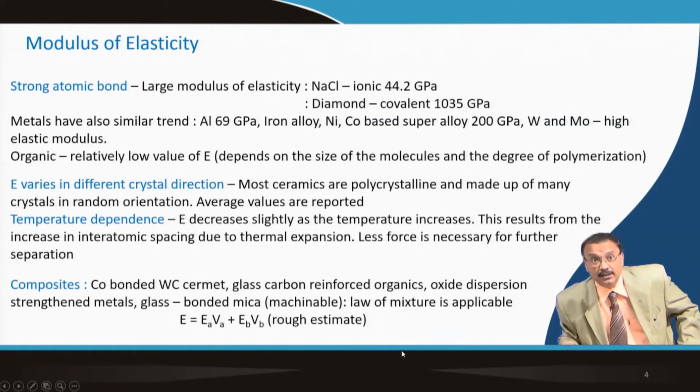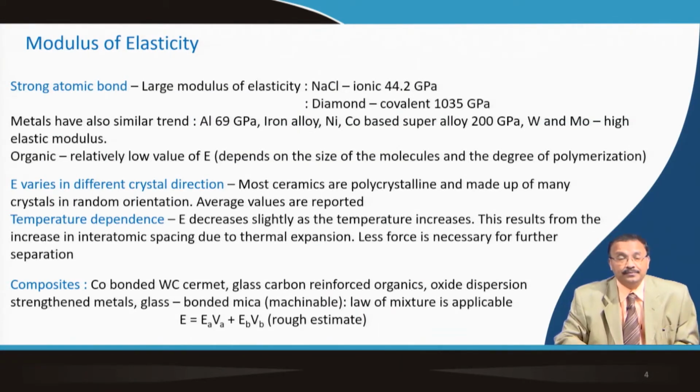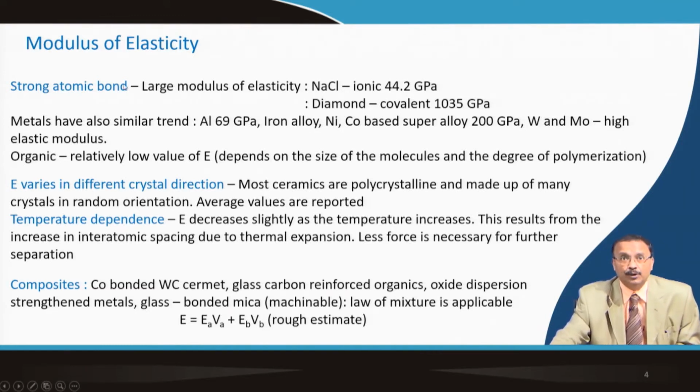So, if you consider the modulus of elasticity, usually if a material has a strong atomic bond, then the modulus of elasticity is large. Sodium chloride has an ionic bond, so it has an elastic modulus of about 44.2 gigapascal. Diamond is covalent and has an exorbitant elastic modulus of about 1035 GPa.